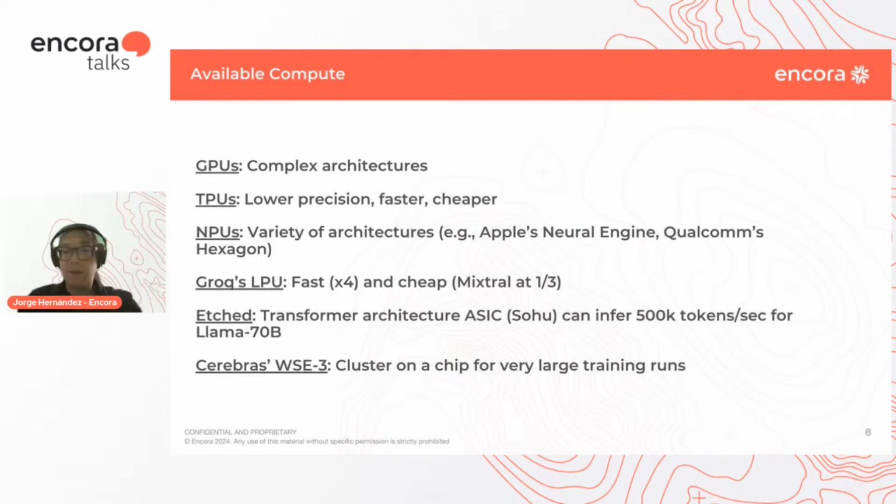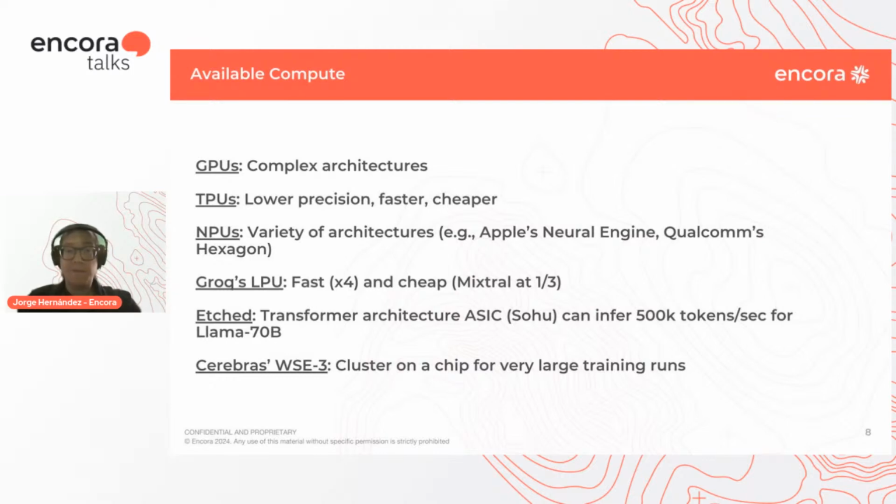And in the LLM space, we have stuff like Groq's LPU, which is 4 times faster than a GPU and cheaper, costs a third to generate the same amount of tokens using Mistral that you use in a GPU.